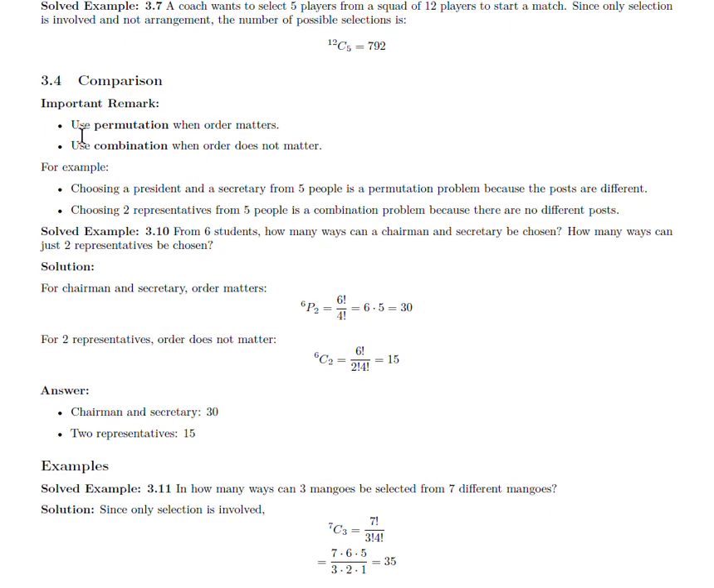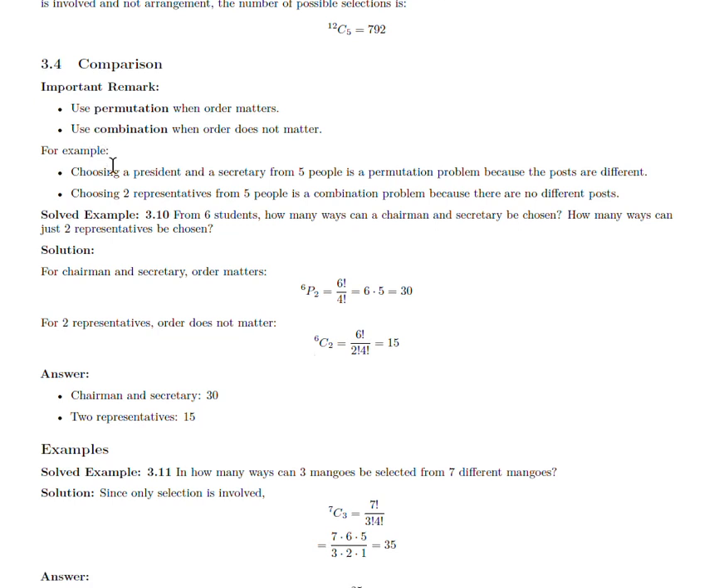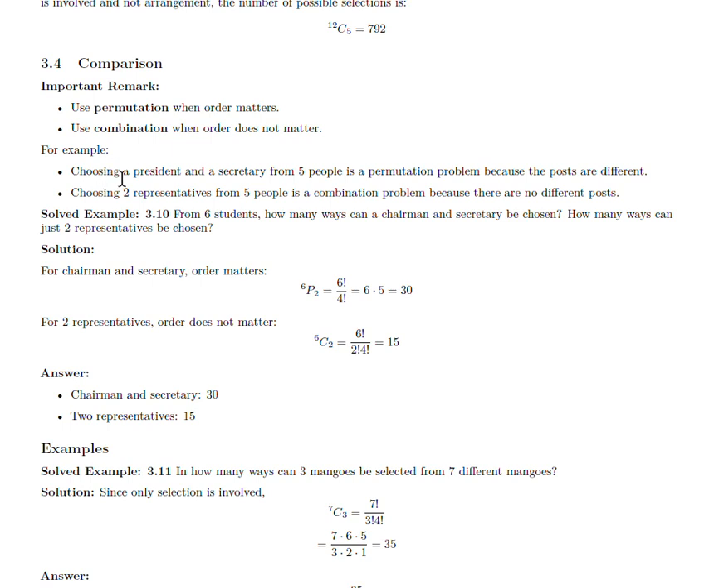Remark: we use permutation when order matters, and then we use combination when order does not matter. For example, choosing a president and a secretary from 5 people is a permutation problem because the posts are different. Choosing 2 representatives from 5 people is a combination problem because there are no posts. There are no different posts. Right? I believe that statement is clear enough.